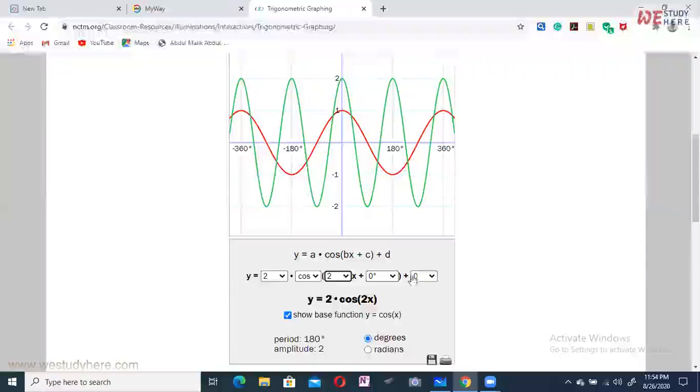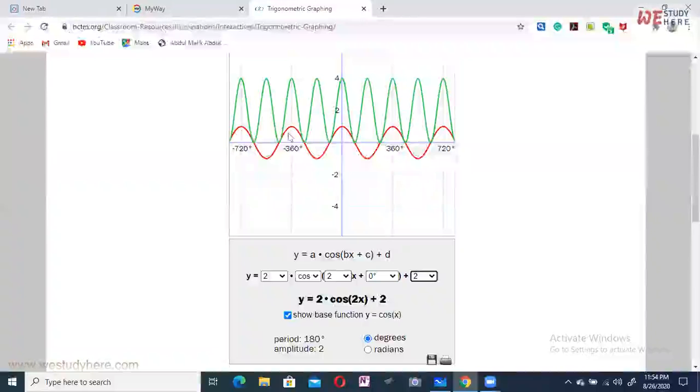After that, the vertical translation. Suppose we are taking 2 as the principal axis. Now you can see y is equal to 2 is at the middle of this curve. This is the principal axis. Before that, this red line was revolving around the x-axis, but now the principal axis is y is equal to 2, not the x-axis. That is the vertical translation.